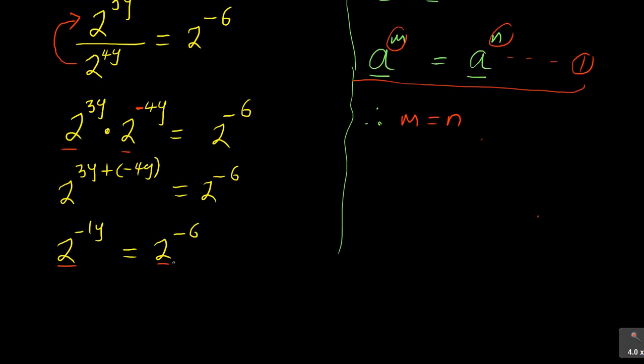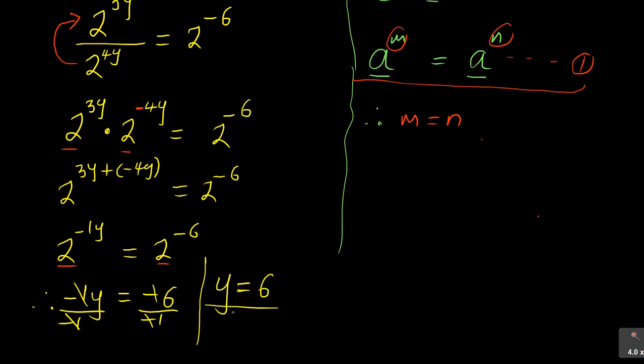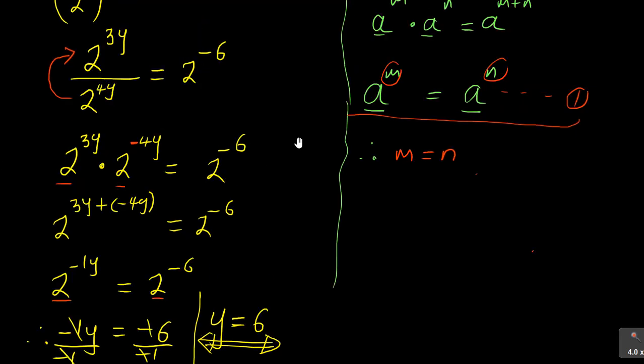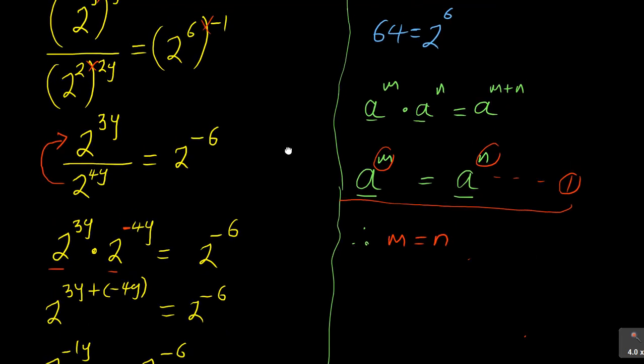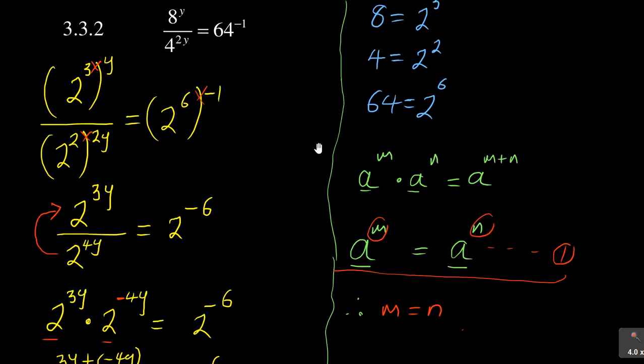So 2 and 2, therefore we can say minus 1y is equal to minus 6. Therefore divide by negative 1 on both sides to get rid of that negative, and you can conclude that y is equal to positive 6 in this case. So the answer there is y is equal to 6. And it was 2 marks, but I think it deserves more marks. Anyway, it was the wish of the examiner.